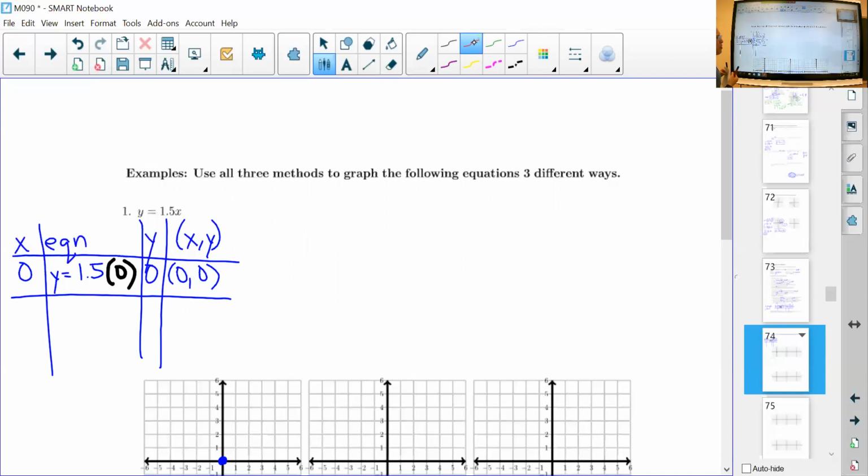1.5x. I noticed that if I put in an odd number, I'm going to have a decimal, which is okay, but I'd rather make it work out nicely. I'm going to use even numbers. So I'm going to try 2. Okay, y equals 1.5 times 2, which is, well, we have 1.5 times 2, so that's 3. The point 2 comma 3 is on here. Over 2, up 3. Should probably label these.